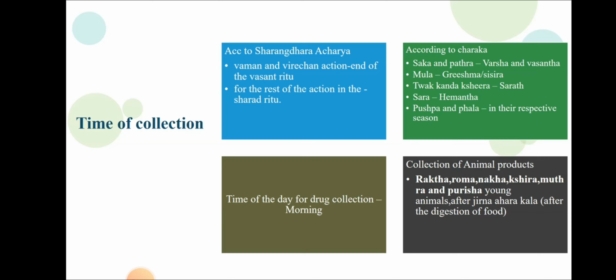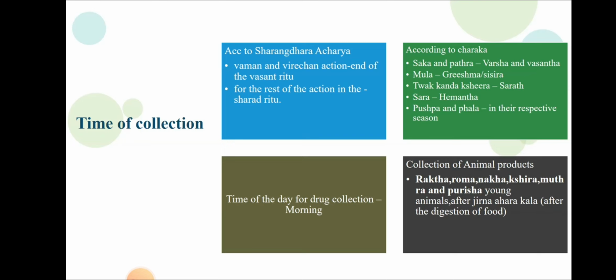And when it comes to collection of animal products, Sushruta states that the pranija dravyas like Rekta, Roma, Nakha, Shira, Mutra, and Purisha are to be collected from young animals. That is, after the digestion of the food.